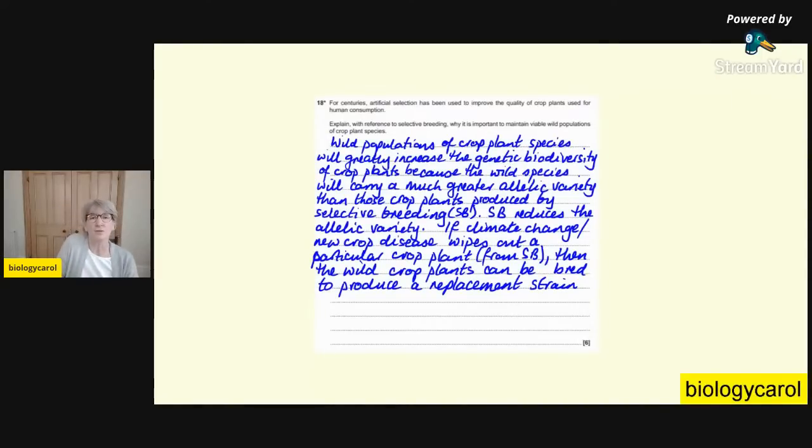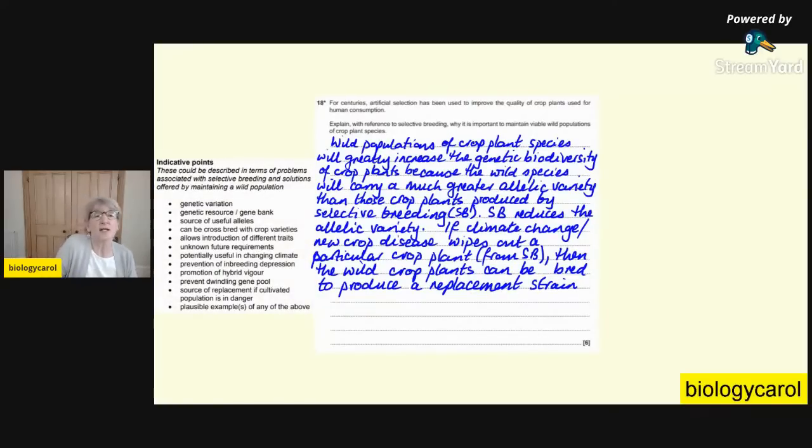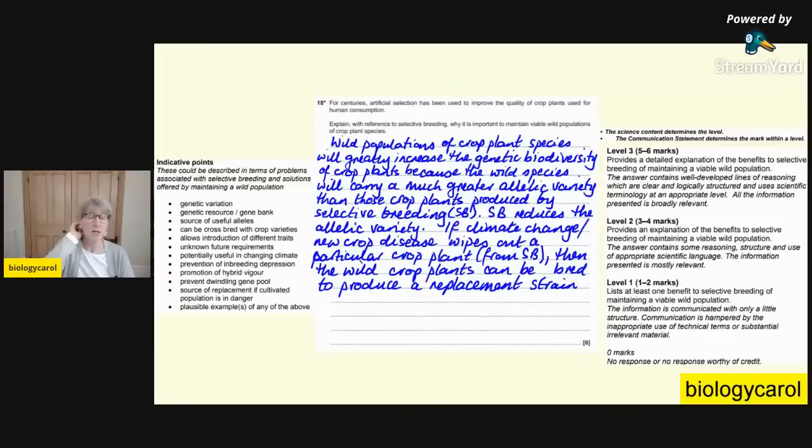So this is what I wrote. Which is pretty much what I have just said. Selective breeding reduces the allelic variety. If climate change or new crop disease wipes out a particular crop plant, then the wild crop plants can be bred to produce a replacement strain. And here, now it's got an asterisk, so it is one of those levelled quality of written communication questions. The science determines the level, your degree of relevant and accurate communication determines the mark within the level.